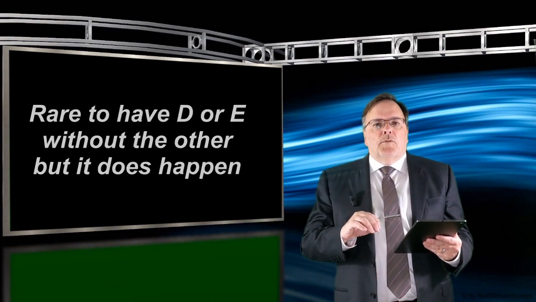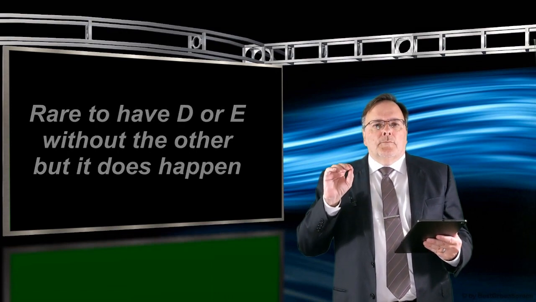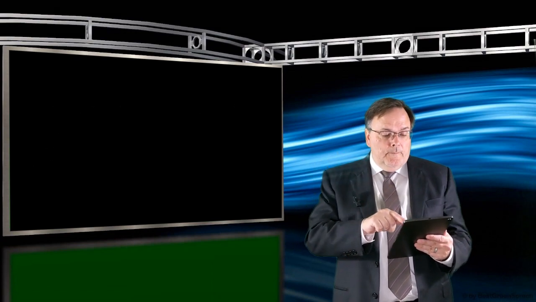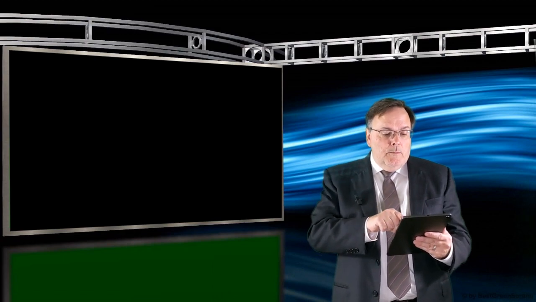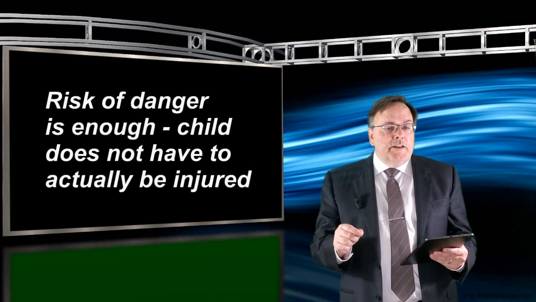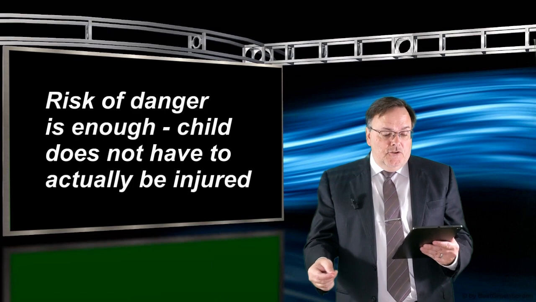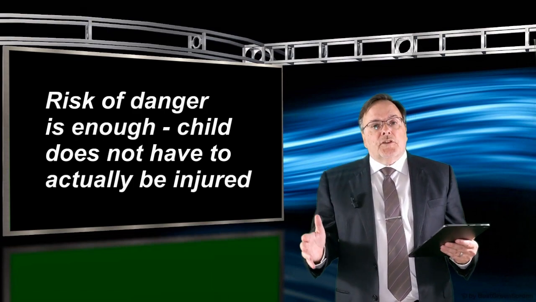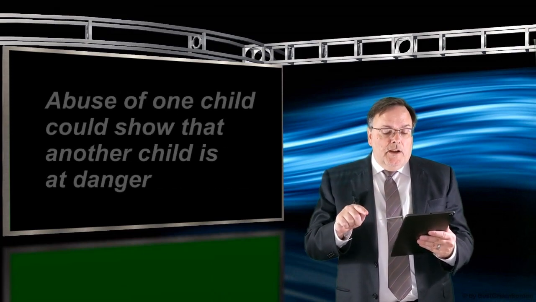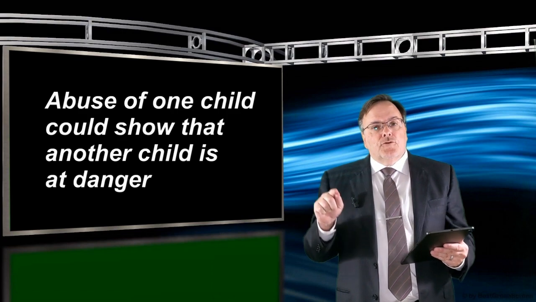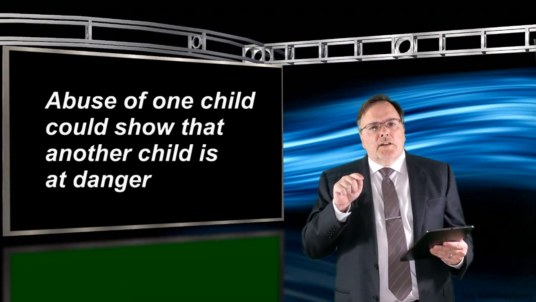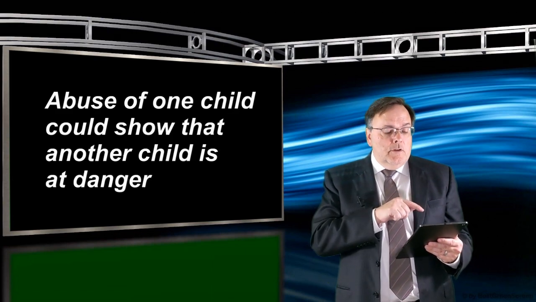In fact, there's probably a lot more behavior and things that will apply to both than just one or the other. Some common issues that come up in this have been addressed by the courts. First of all, the risk of danger is enough. The child doesn't have to actually be injured. So now we're discussing, is there a risk and how much of a risk? Abuse of one child can be used to show danger to another child, even if the other child, the one in your case, was not even born before the abuse occurred.